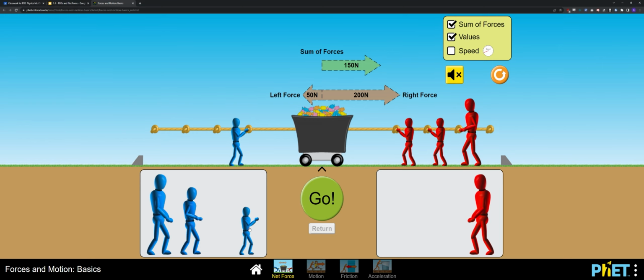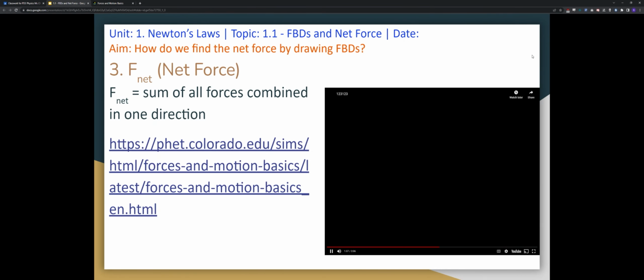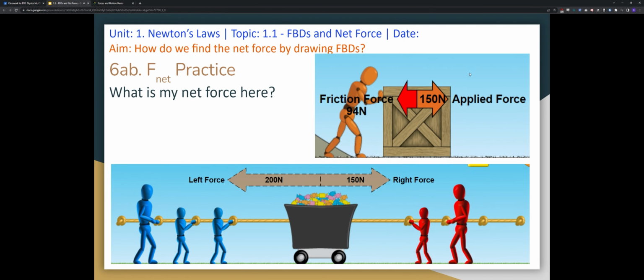And what would be my net force if I added another child to the left? Well, my net force would be 100 newtons, right? So my total force here would be 100 newtons. You guys can watch that yourself. And so is my net force here.